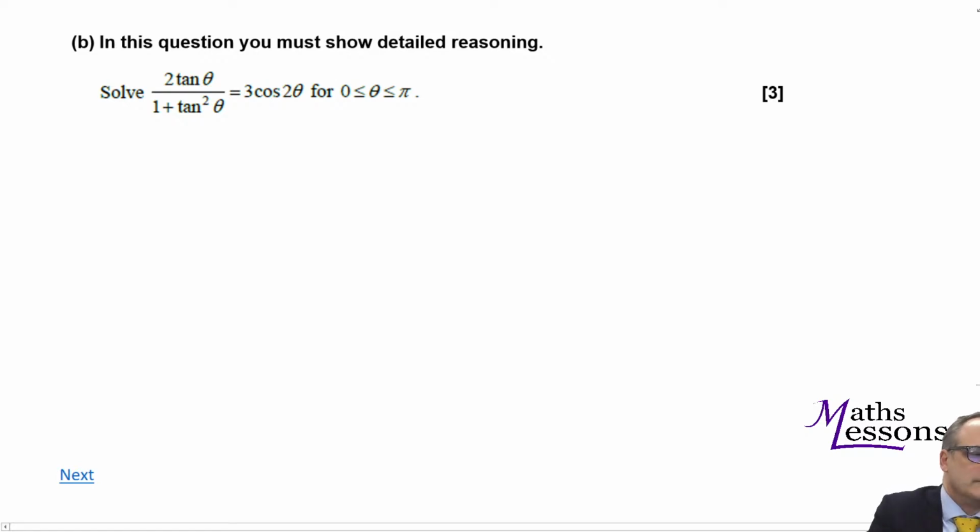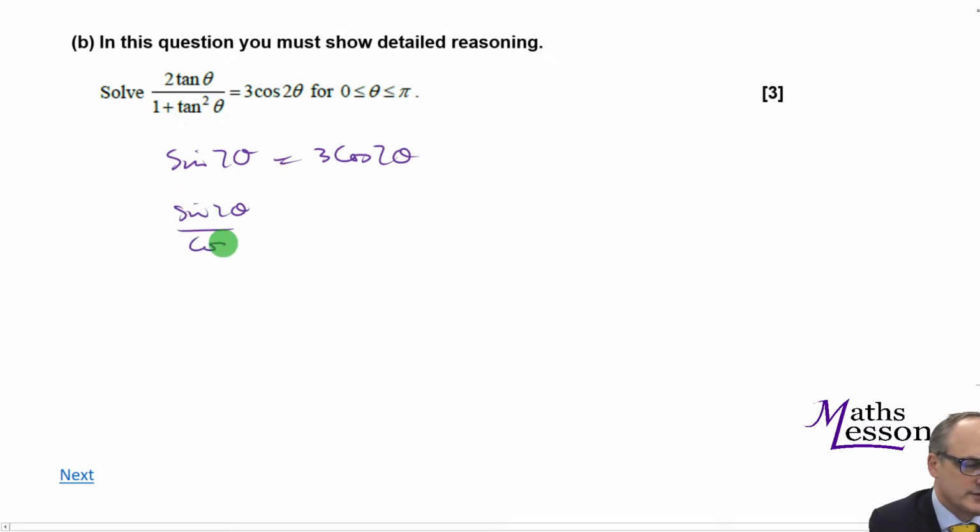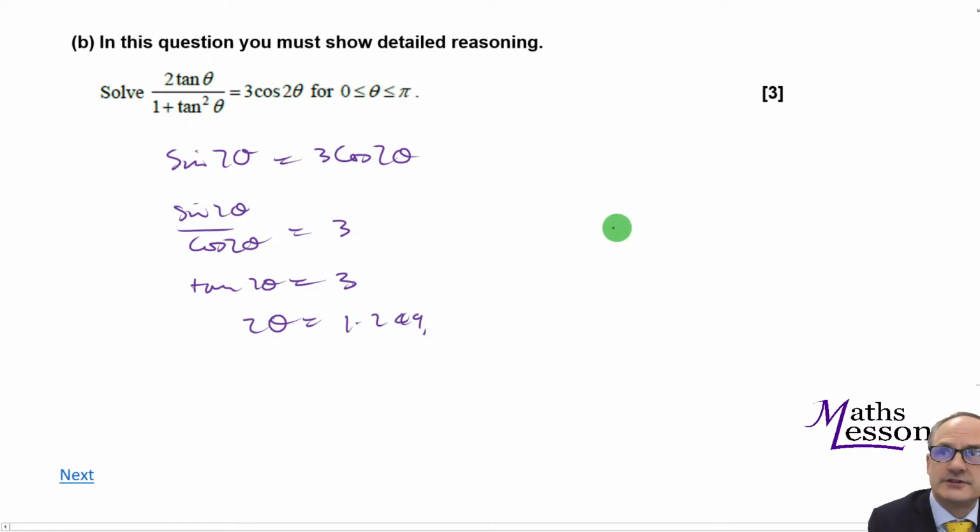Okay, again, this should be a standard question, especially as you got the answer to this bit from the previous one. So you just know from the previous half of the question that sine 2 theta is equal to 3 cos 2 theta. Divide both sides by cos 2 theta, and you get sine 2 theta over cos 2 theta is equal to 3. So therefore, tan 2 theta equals 3. Put that into your calculator. So do inverse tan of 3, and it will give you something like 1.249 as an answer.